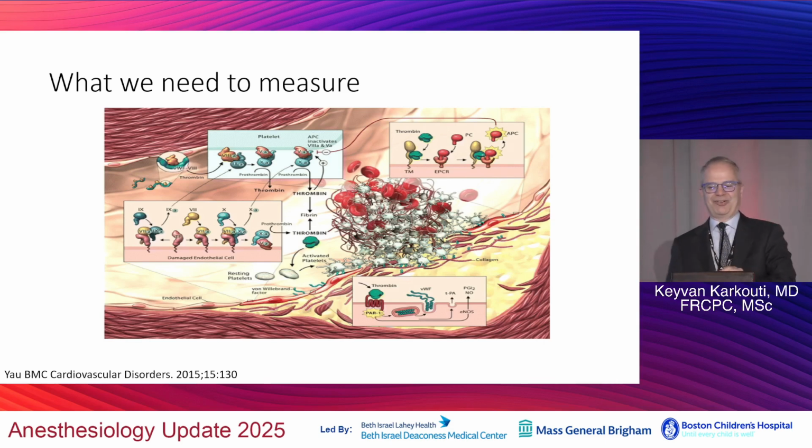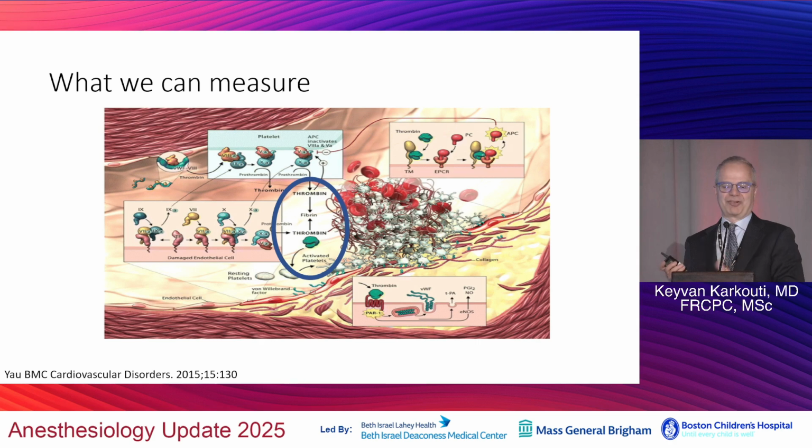So this is, I showed you this slide earlier, what we need to measure. It's complicated. We need to know what's happening at the site of injury, given all the considerations in terms of flow, size of the vessel, platelet fibrin interactions, depending on viscosity and flow and things like that. So this is what we want to measure, what we need to measure, but unfortunately we can't. What we can measure are the things I mentioned earlier.